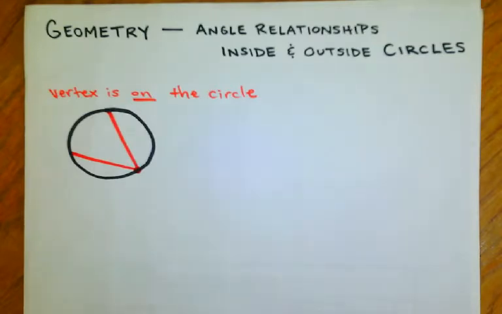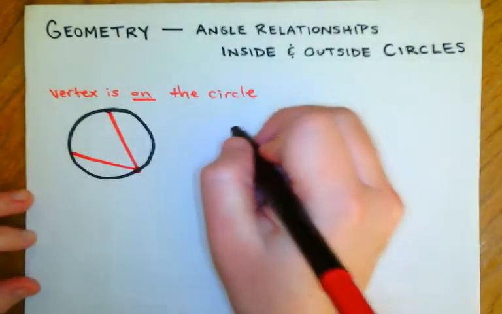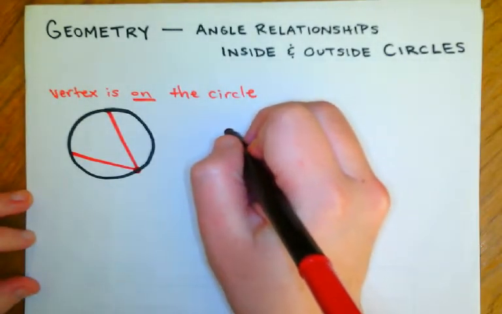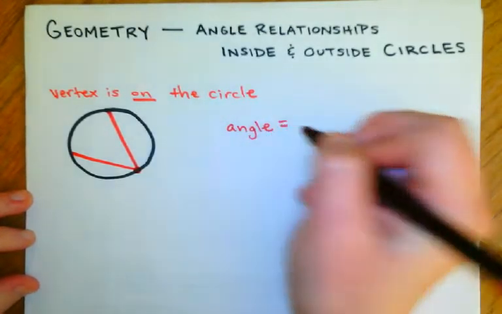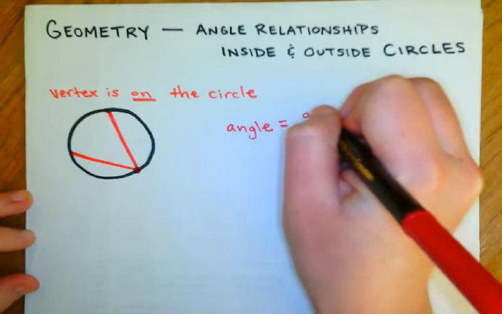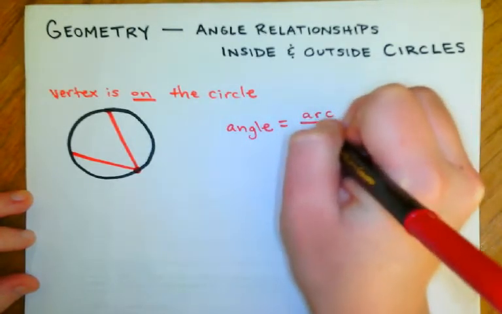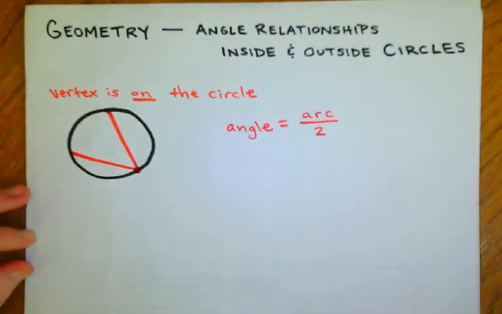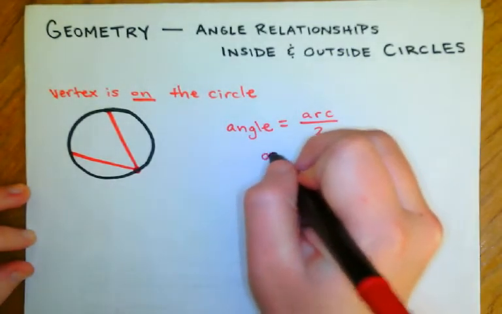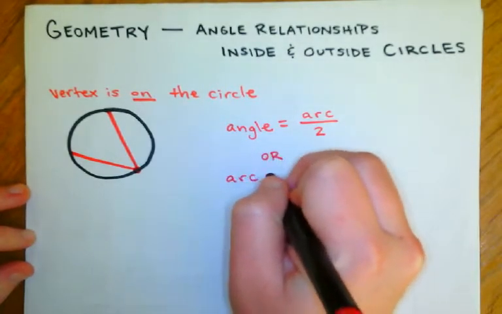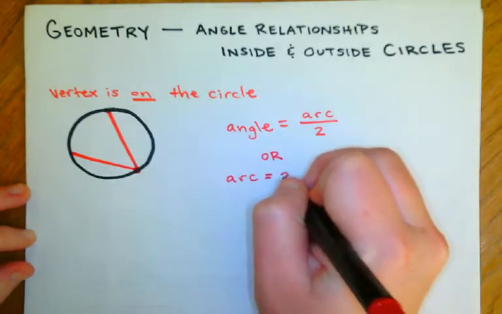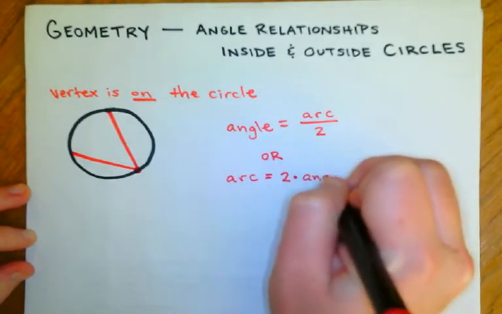Here is our relationship. Your angle is equal to your arc divided by 2. All right, another way you could think about it is your arc is equal to 2 times your angle.